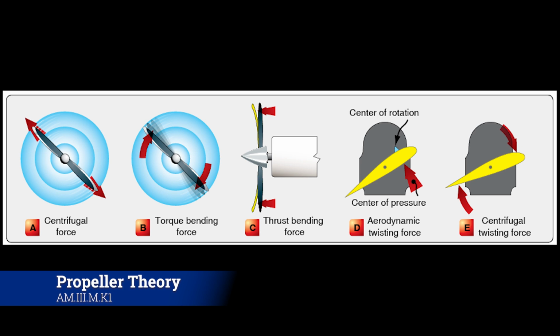Now, I've never seen a propeller that's truly bent out of shape from this. But what is relevant is to keep in mind the stress that's happening on the hub. These aren't small forces; they're pretty significant, and not something to take lightly. All right, then we have the thrust bending force.